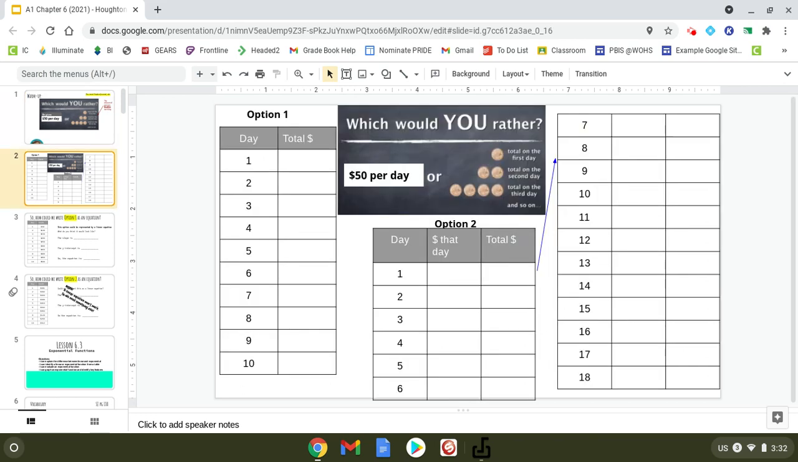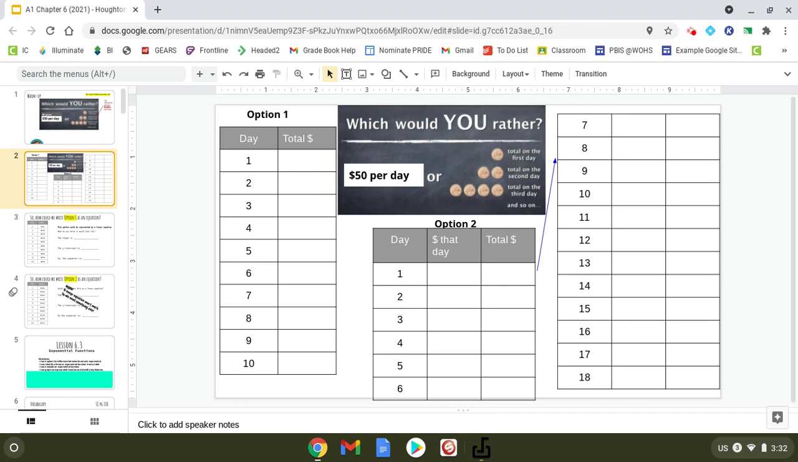So what I'm going to have you do first is to try to figure out what you think the better deal would be. So would it be better to take $50 a day, or would it be better to do the doubling strategy? So go ahead and pause the video here, see if you can figure out how much money you'll have on each of these days, and then it will help us see which one will be best.